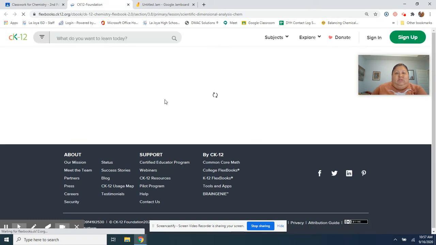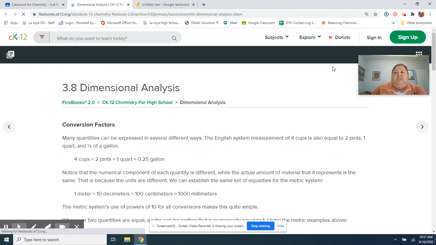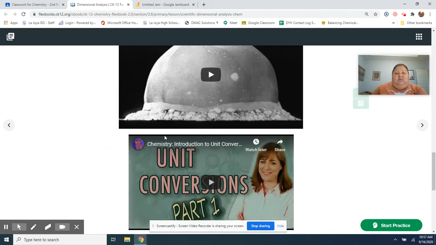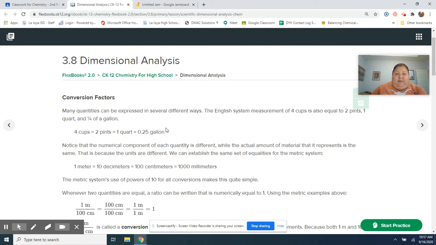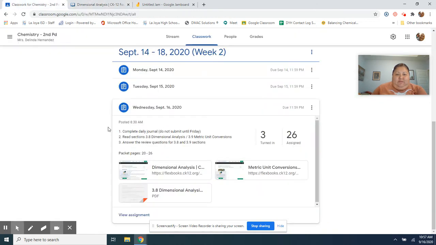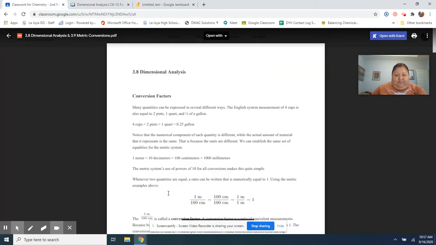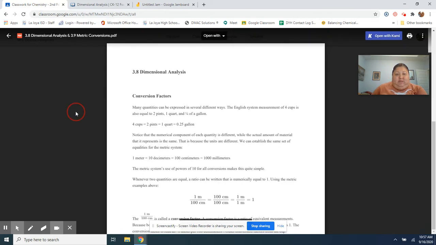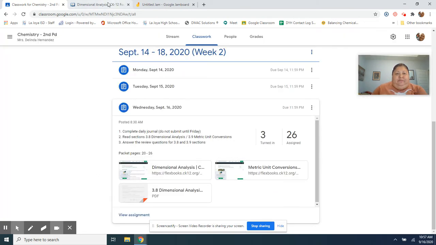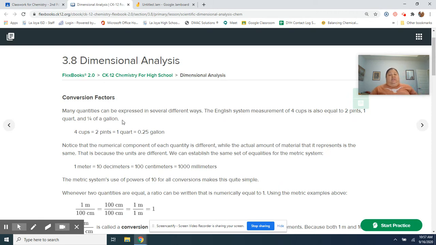So students, if you go click on your CK12, you can go in there, sign in using your Google account, and it will easily let you into here so that you can see all the videos and examples and all that good stuff. But if not, remember I've already attached the PDF version in today's assignment. Okay, so there's no excuses. Okay, so dimensional analysis. Let's get started.